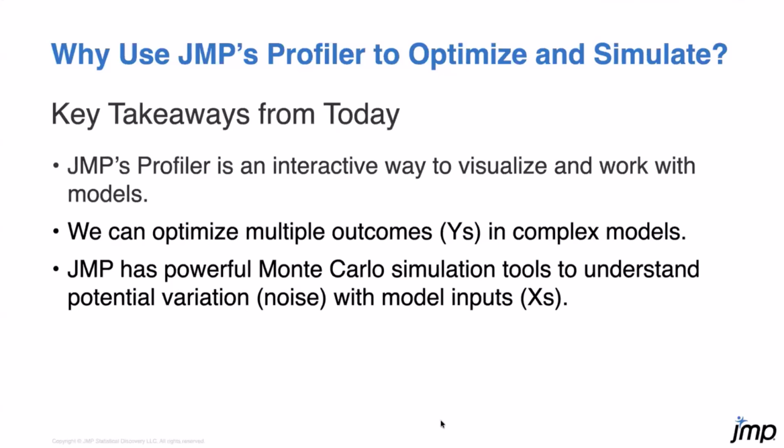I am not going to go in too much depth today about modeling because we have a lot of other videos on that. But you do have to start with some kind of a model, and even just one X and one Y that counts as a model. So what I'm going to show is that we can optimize multiple outcomes in complex models. And sometimes people call these multi-Y optimizations. And I really want to demonstrate how to use this tool to think about trade-offs.